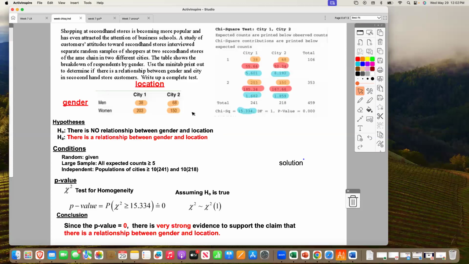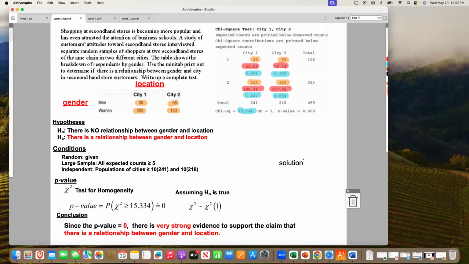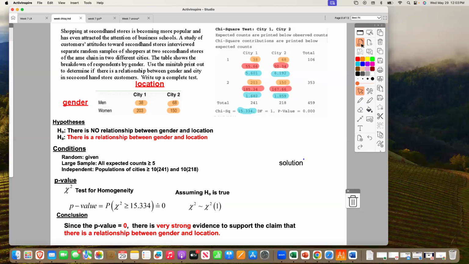And so this would be the one for the stores that we wrote up, whether we use the software or the calculator. Bottom line is we got a pretty darn big chi-square statistic for 1 degree of freedom. And the area to the right of 15.334 is just about 0. So we got very strong evidence to support the alternative, that there is a relationship between gender and location. Now, we don't know what it is based on this statistic. We would have to go back to the analysis and see, like those initial graphs, there's a higher percentage of men and women in one of the cities than the other.